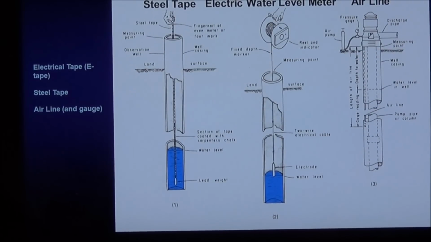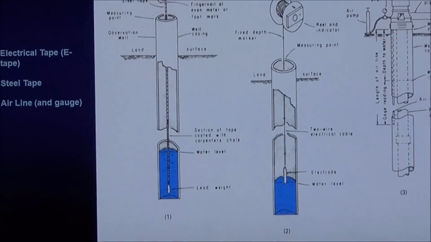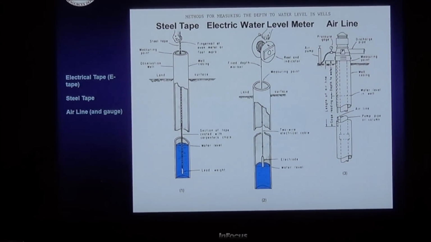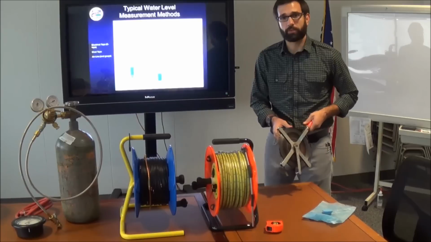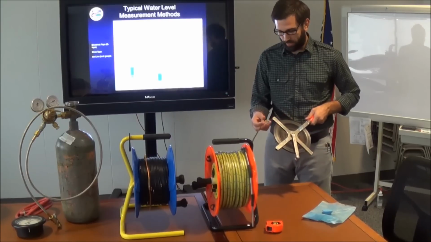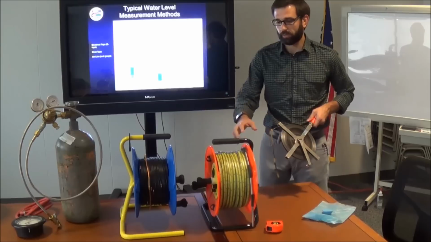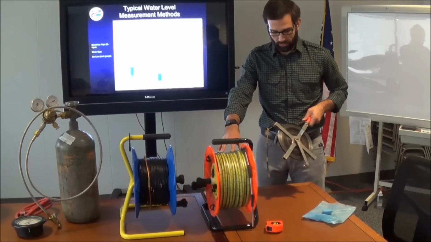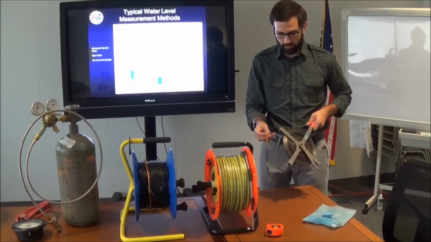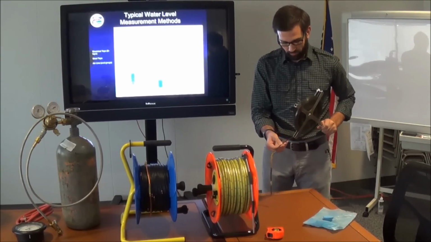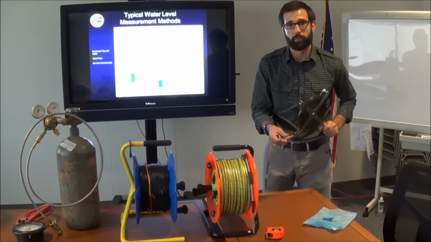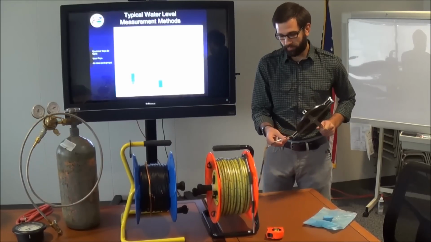So now we're going to talk about some of the typical water level measurement methods. I have several examples up here which I'll talk about. First, what we have is called a steel tape. This is a tape that was very popular before our electric water level tapes were invented, and it's still commonly used today. It's very good for shallow water level measurements. It's a calibrated tape, so there's markings on the tape. You can't see them very well here, but it's marked about every hundredth of a foot.